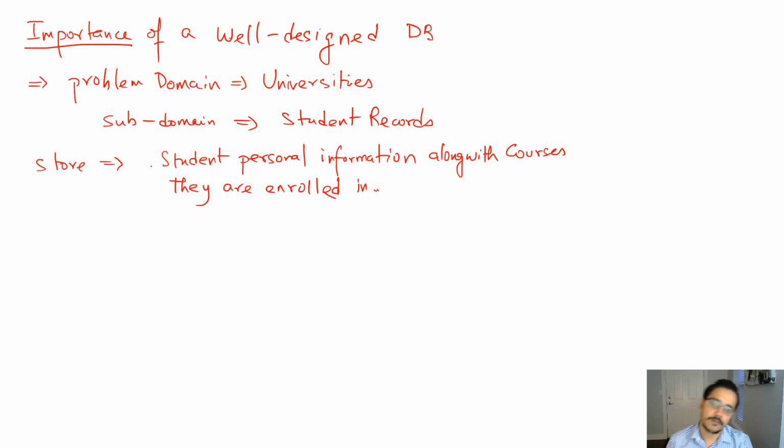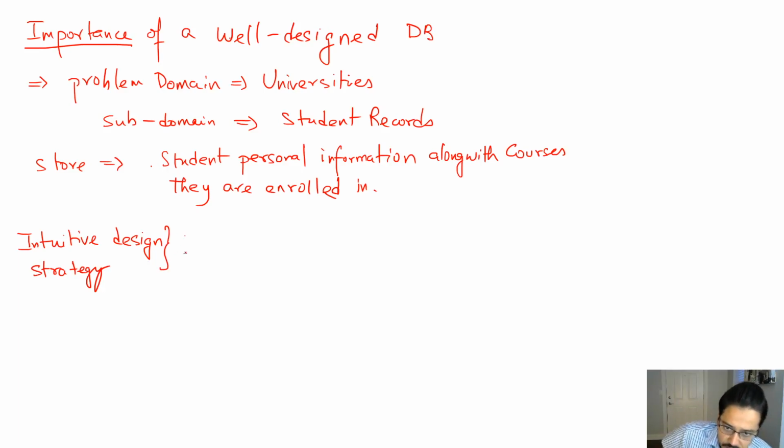Okay. So this is what we want to, let's say, store. So what is the intuitive design strategy that we are going to follow in order to store this information? So first and foremost is the task of identifying.